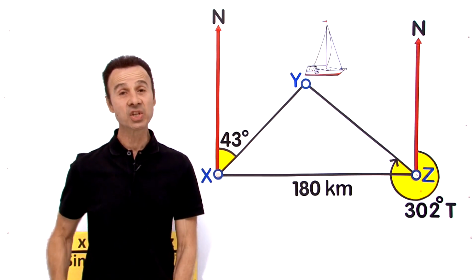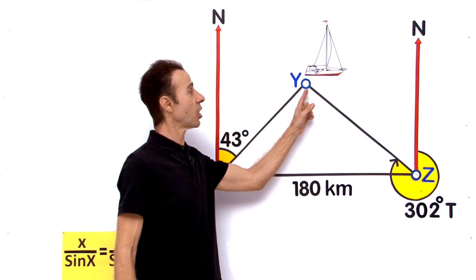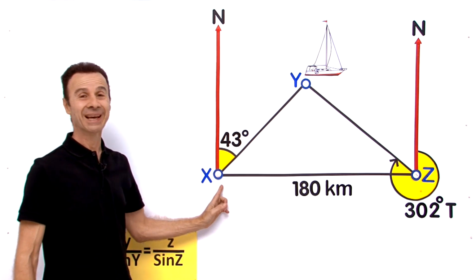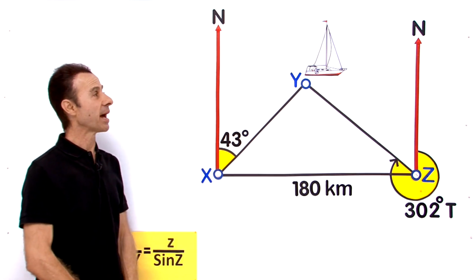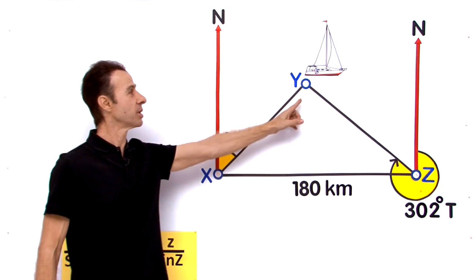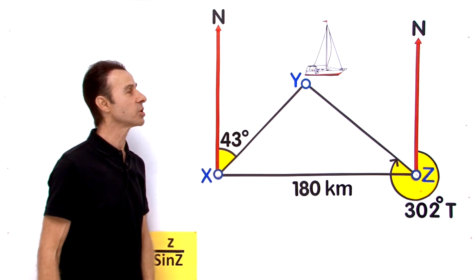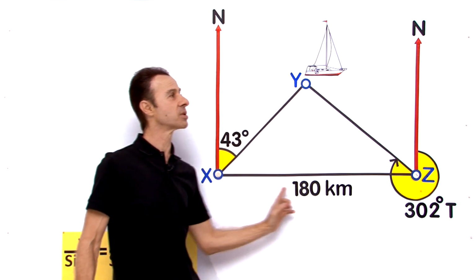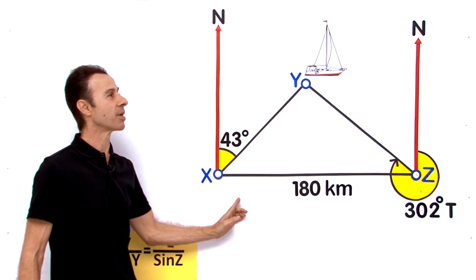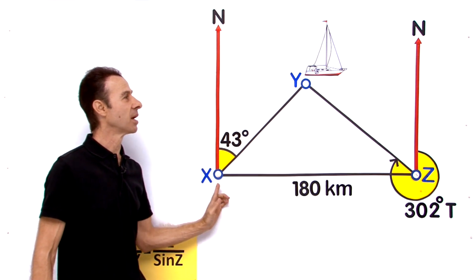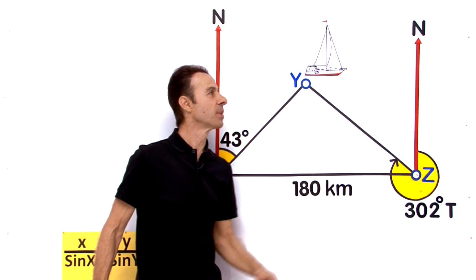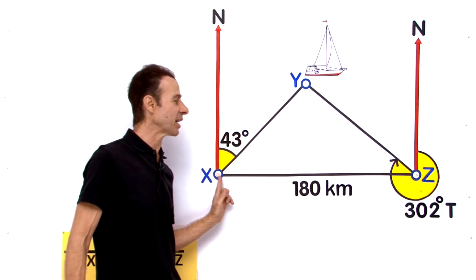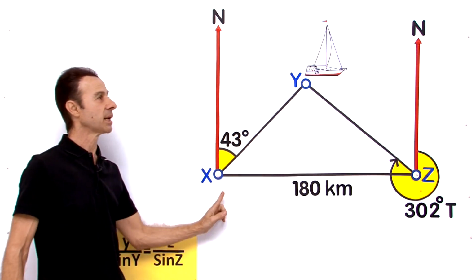Okay, the mission in this question is to find the distance of the yacht Y from the port X. So let me just read you the question. A yacht is located at Y, there it is right there. There are two ports 180 kilometers apart. Now they're located at X and Z right over there, and Z is exactly east of X.